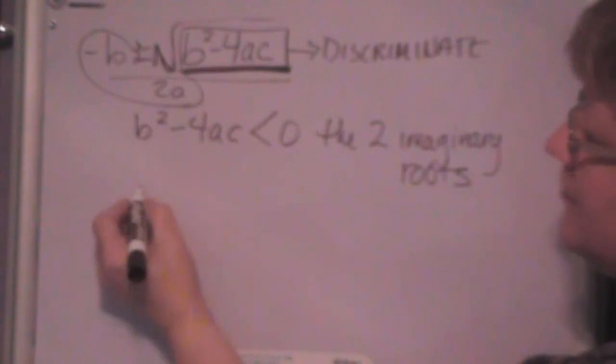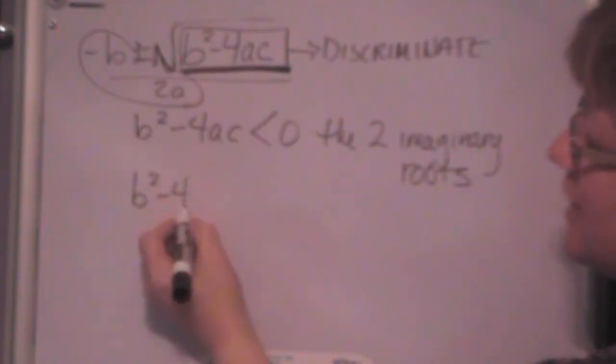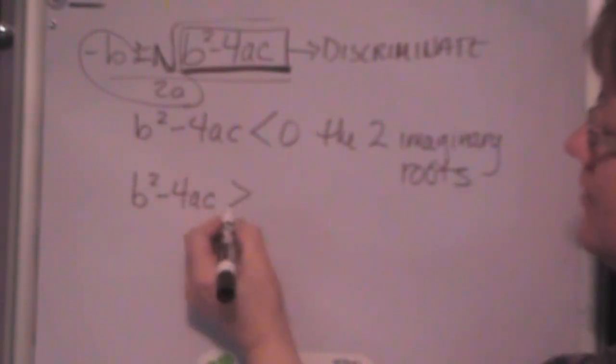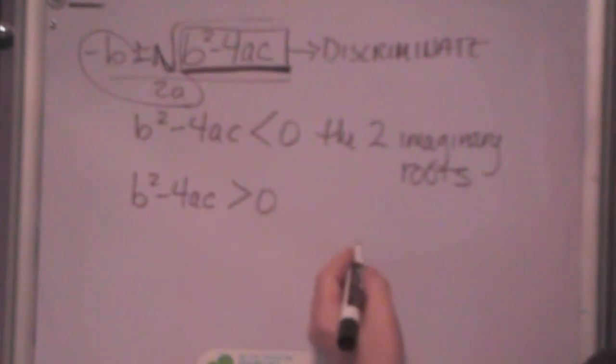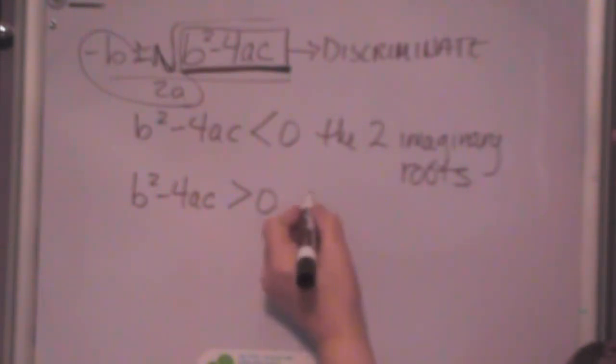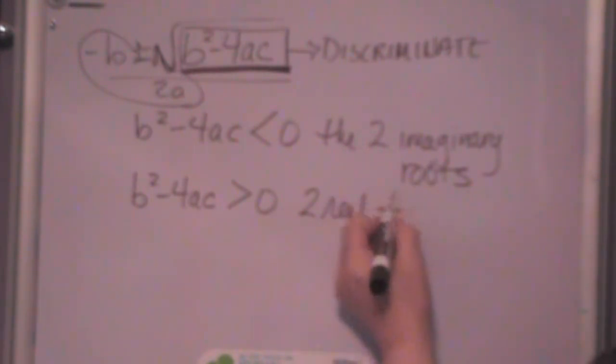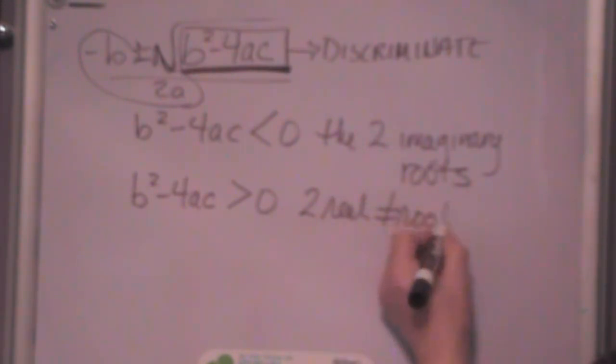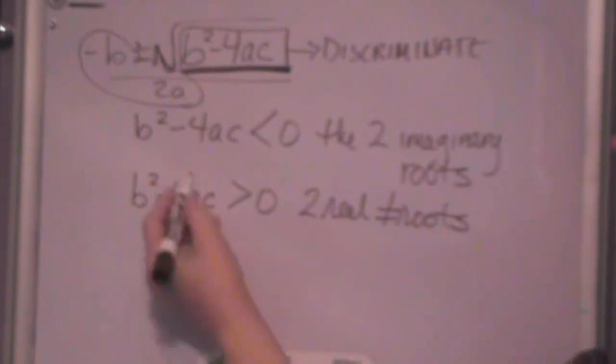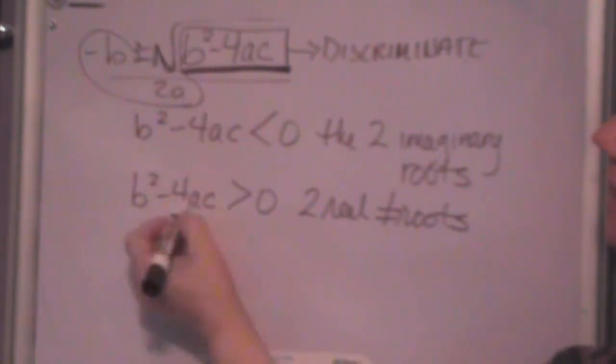Okay? Now if b squared minus 4ac is greater than 0, then you're going to get two real unequal roots. That is what you're going to get.